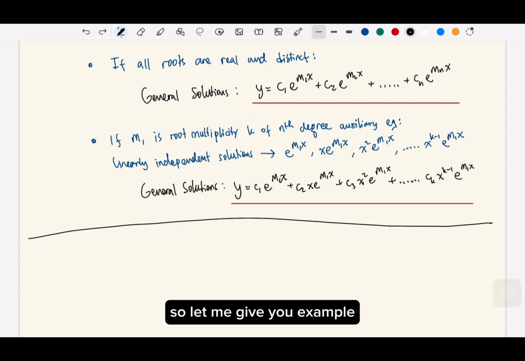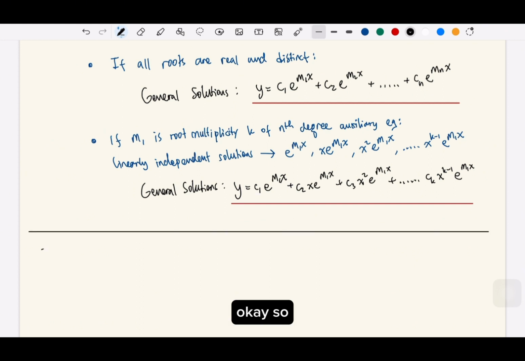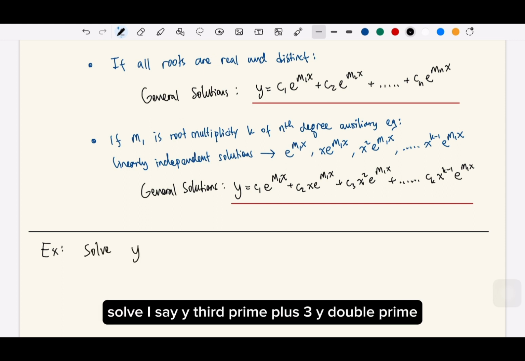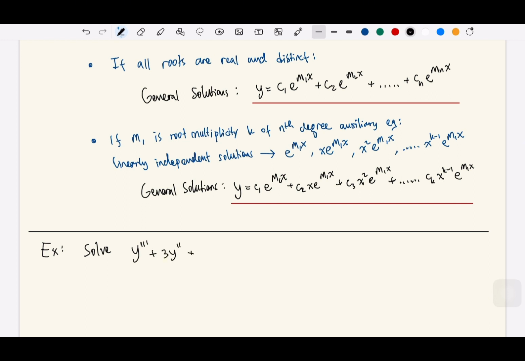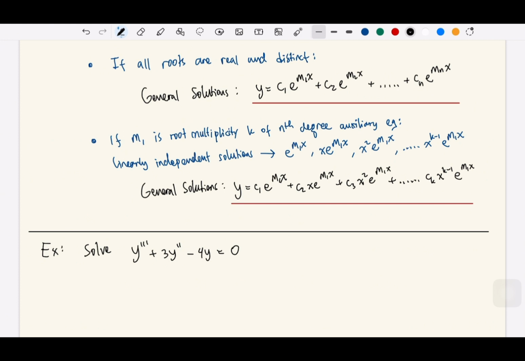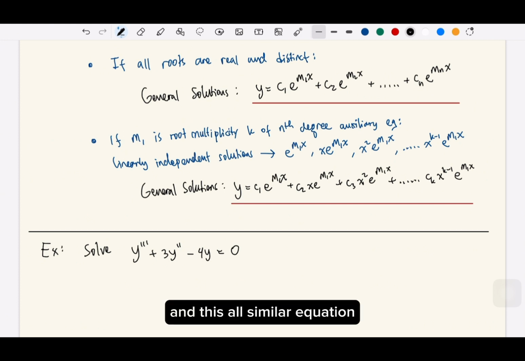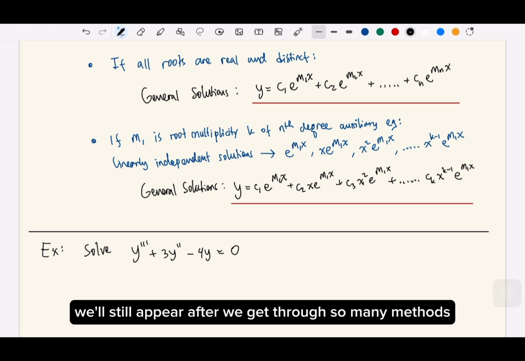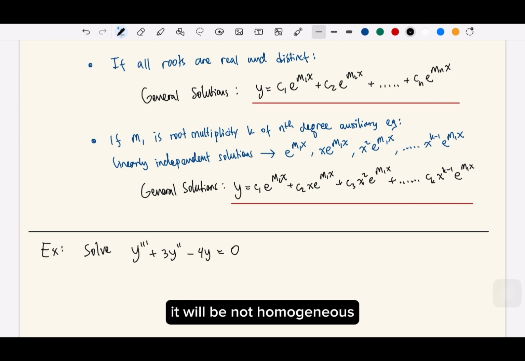So let me give you example. Okay, so solve, let's say y third prime plus 3y double prime. Okay, so again, it needs to be homogeneous, so equal 0. And this auxiliary equation will still appear after we get through so many methods. This will still appear. Because if you imagine the 0 is maybe another terms, it will be non-homogeneous.